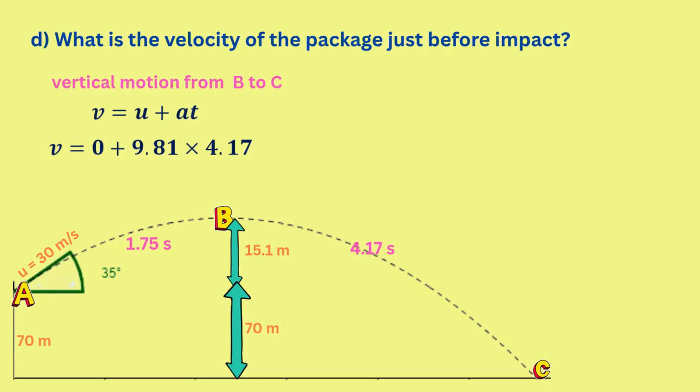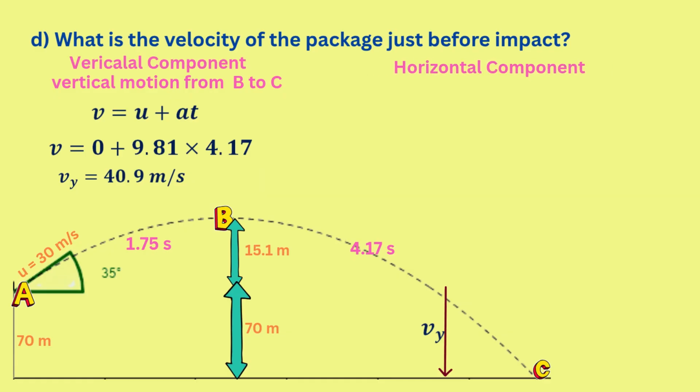So the vertical component of the final velocity is 40.9 meters per second. Let's call it v subscript y. The horizontal component of the velocity is always u times cosine theta. This value remains constant throughout the entire motion since it is not affected by gravity in the same way that the vertical component is affected. So the horizontal component of the velocity is 24.6 meters per second.